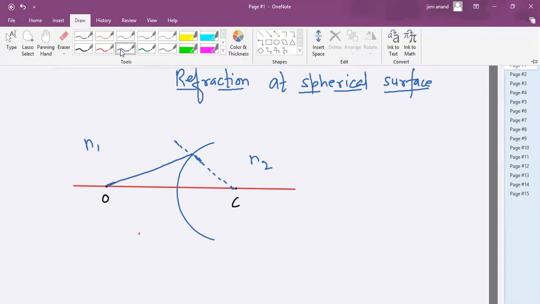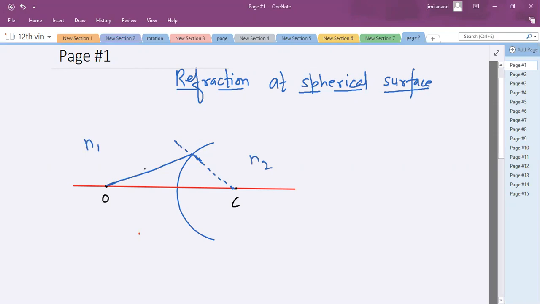This is the incident ray, and this is the angle of incidence. Because this normal passes through the center of curvature, this is angle of incidence i. Suppose n2 is denser than n1. So what will happen? This light ray will bend towards the normal like this.